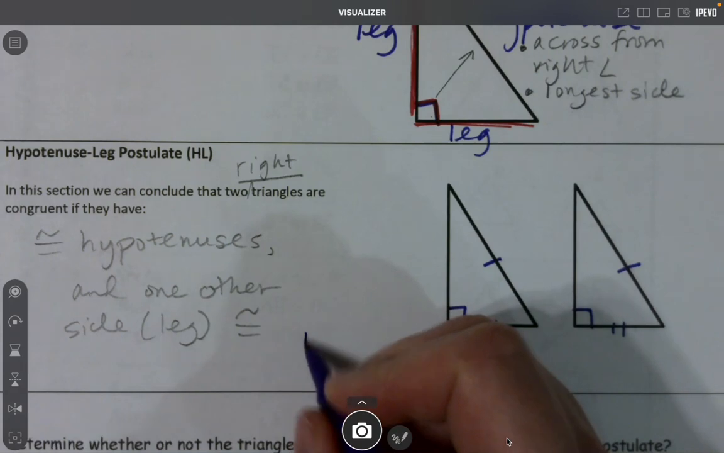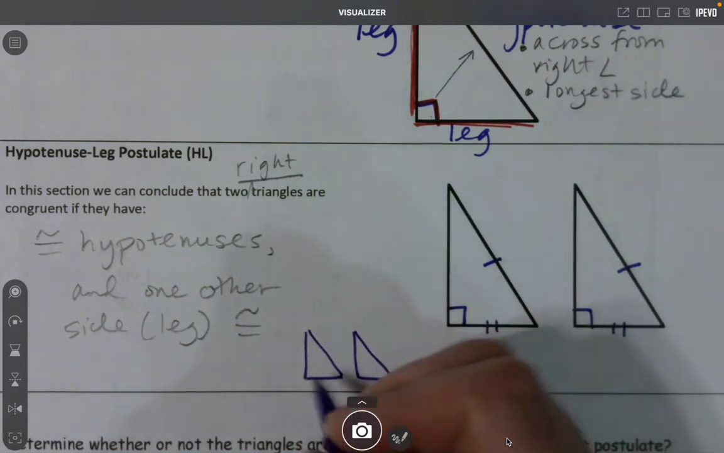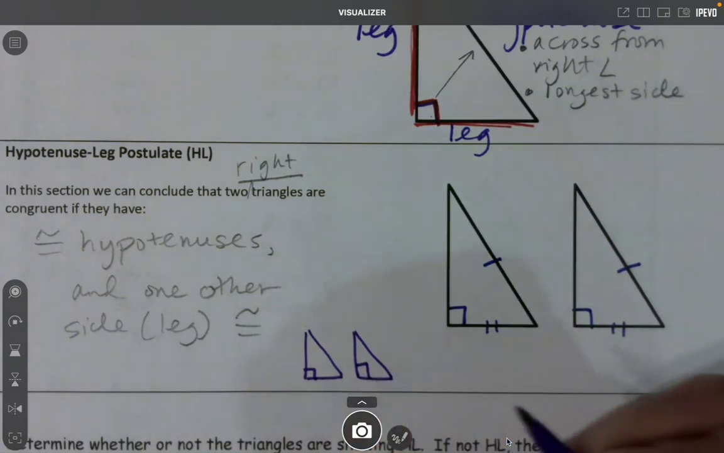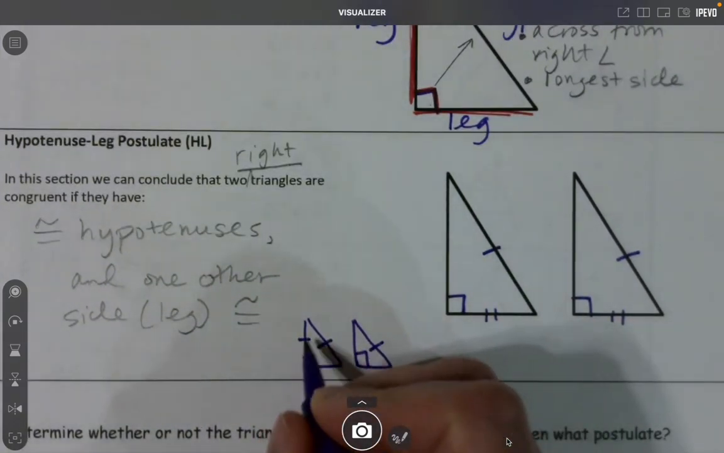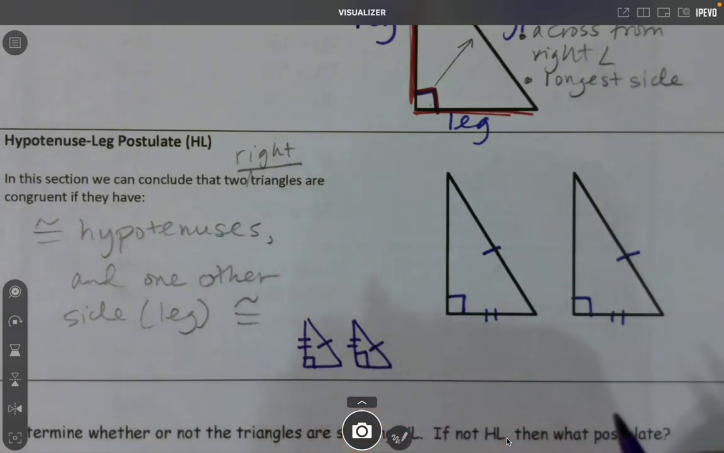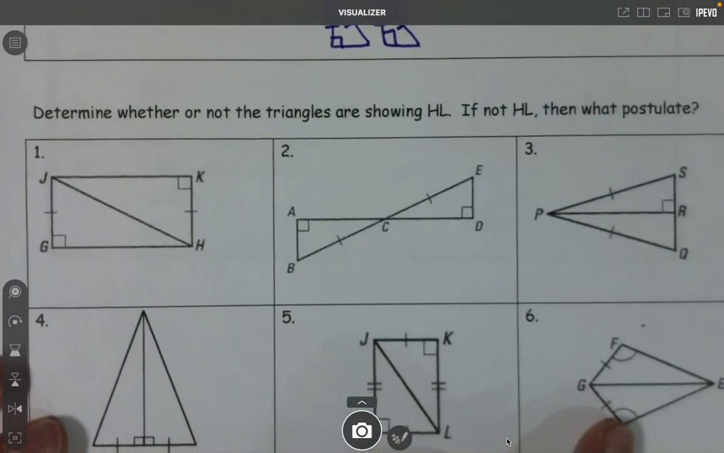So just to think about the other way that we could do that. So if I have these two right triangles and my hypotenuses are congruent, I could also have this leg congruent. So that's what we're looking for. This is hypotenuse leg postulate. So one more way to prove that triangles are congruent.